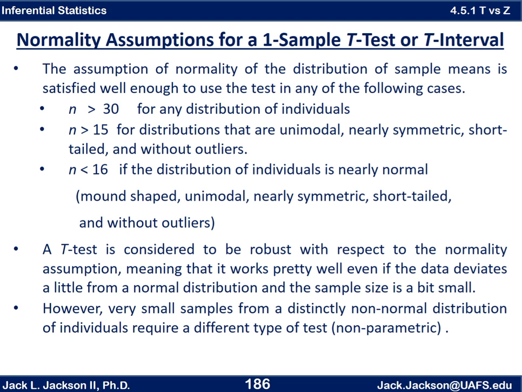Now remember this normality assumption. I've already gone over this a couple of times. Here I've phrased it a slightly different way, but saying the same thing. If n is greater than 30 for any distribution of individuals, n greater than 15 for distributions that are unimodal, nearly symmetric, short-tailed, and without outliers, or n less than 16 if the distribution of individuals is nearly normal. What we're looking at is mound-shaped, unimodal, nearly symmetric, short-tailed, without outliers. If any of those conditions are met, then the distribution of sample means is approximately normal by the central limit theorem. A t-test is considered to be what we call robust with respect to the normality assumption.